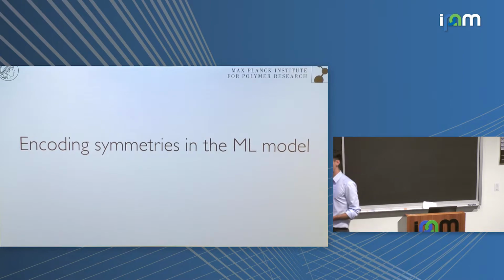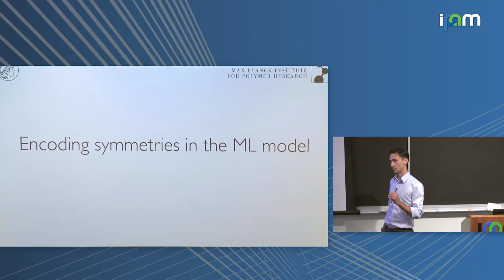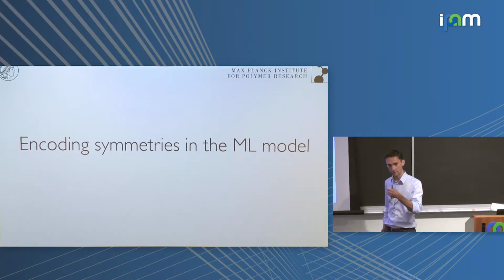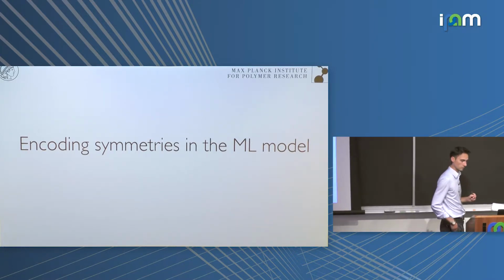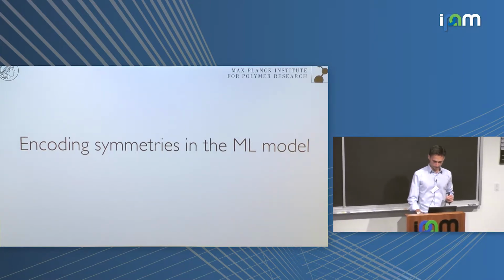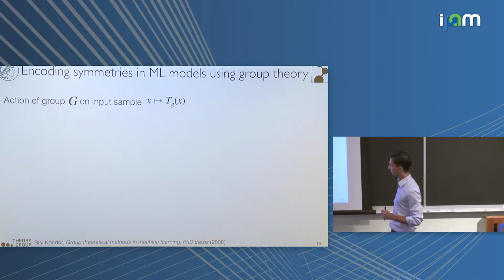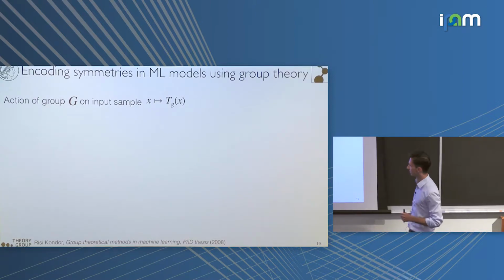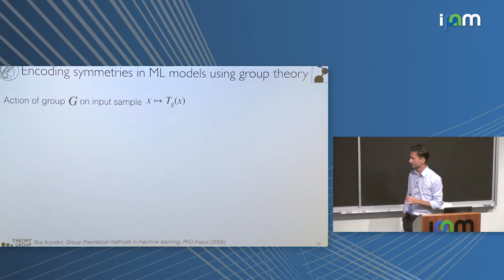The other option is to encode the symmetries in the model itself. That means that even if I feed in a representation that does not carry this invariance, my machine learning model carries it, and so will satisfy it. To do this, I think it's useful to look a little bit at group theory. This is something I found in Rizy Condor's thesis. It might have come up before. I just found it in there.